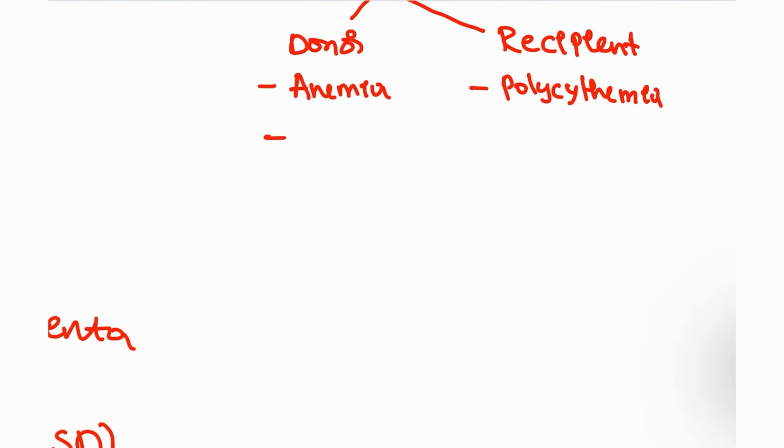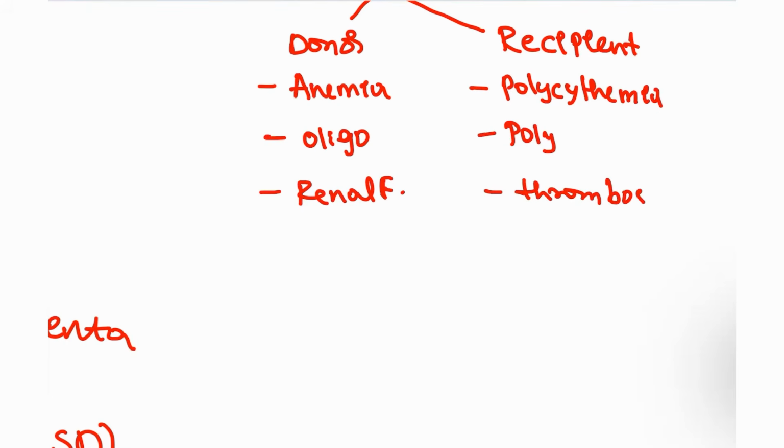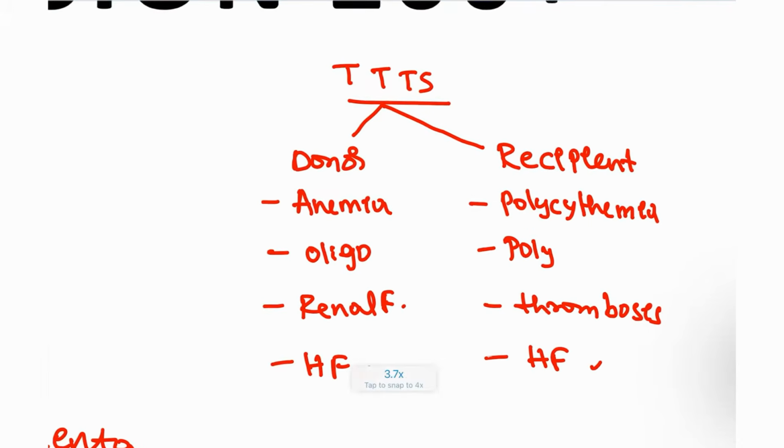And because it is giving blood, there is oligohydramnios here, and polyhydramnios will be seen there. Here renal failure will be seen because the patient is anemic. There will also be a risk of thrombosis. High blood flow is seen in the recipient, and heart failure will be seen here due to fluid overload, and the same here, heart failure due to anemia. That is twin transfusion syndrome.